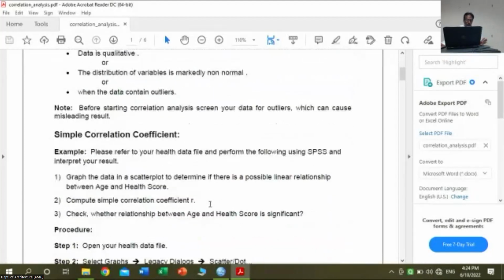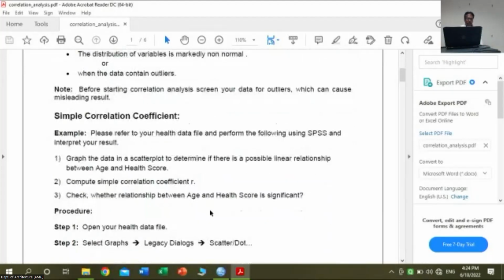सिंपल कोरिलेशन कोएफिशिएंट कैलकुलेट करेंगे, तो उसमें सबसे पहले हम देखेंगे कि रिलेशनशिप लीनियर है कि नहीं. तो यहाँ पर एग्जांपल लिया गया है, सपोज रेफर टू योर हेल्थ डेटा एंड परफॉर्म द फॉलोइंग यूजिंग SPSS एंड इंटरप्रेट योर रिजल्ट. फर्स्ट पार्ट इज ग्राफ द डेटा ऑन स्कैटर प्लॉट एंड डिटरमिन इफ देयर इज अ पॉसिबल लीनियर रिलेशनशिप बिटवीन एज एंड हेल्थ स्कोर. एज और हेल्थ स्कोर, सेम इंडिविजुअल का एज भी ले रहे हैं, हेल्थ ले रहे हैं, और कोरिलेशन निकालने की कोशिश करेंगे. पहले लीनियर रिलेशनशिप देख रहे हैं कि है कि नहीं, और फिर सिंपल कोरिलेशन कोएफिशिएंट कैलकुलेट करेंगे, और उस कोरिलेशन कोएफिशिएंट वेदर दिस कोरिलेशन कोएफिशिएंट इज सिग्निफिकेंट और नॉट.